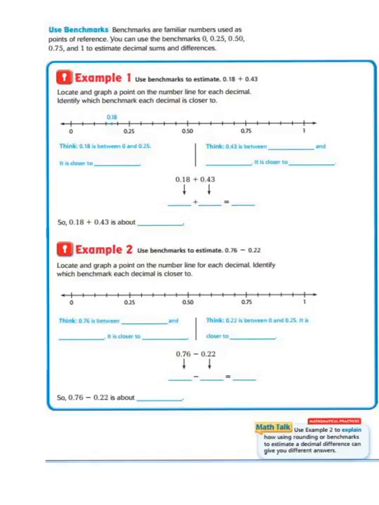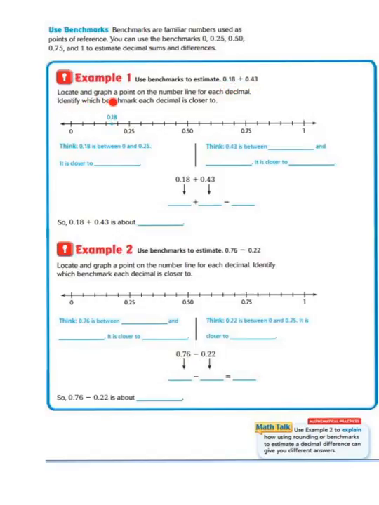It says to use benchmarks. Benchmarks are familiar numbers used as points of reference. You can use the benchmarks 0, 25 hundredths, 5 tenths, 75 hundredths, and 1 to estimate decimal sums and differences. Example 1 says to use benchmarks to estimate 18 hundredths plus 43 hundredths.